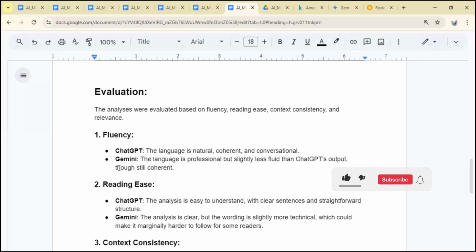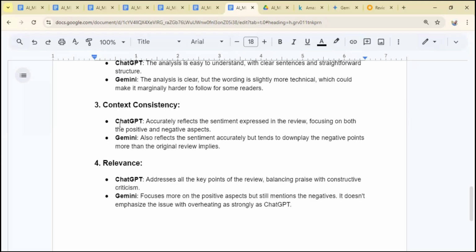In terms of reading ease, the analysis of ChatGPT is easy to understand, with clear sentences and straightforward structure. For Gemini, the analysis is also clear, but the wording is slightly more technical, which would make it marginally harder to follow for some readers. So in terms of context consistency, for ChatGPT, the summary actually reflects the sentiment expressed in the review, focusing on both the positive and negative aspects.